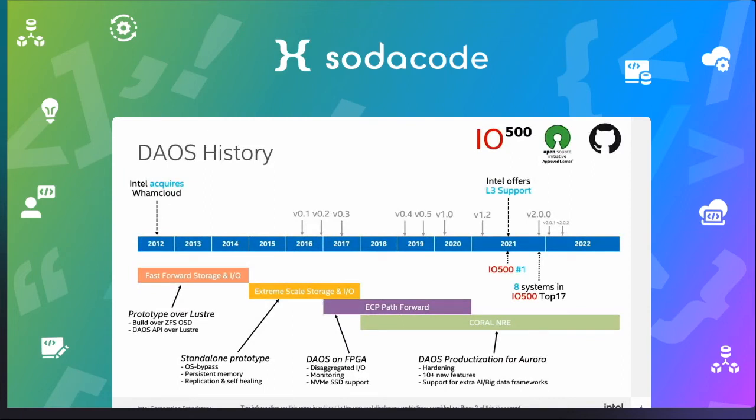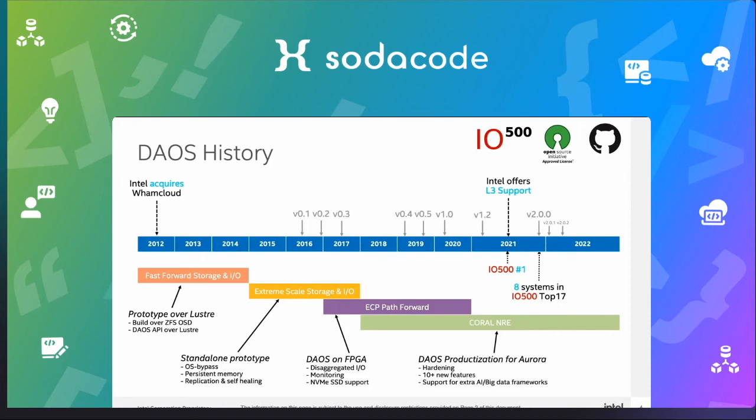The DAOS project started a decade ago and was funded through several projects from the US Department of Energy, DOE. We started in 2012 with the Fast Forward project. Our charter at that time was to define the requirement for the next-gen distributed storage for Exascale HPC and AI. We prototyped DAOS over the existing storage stack based on Lustre file system.